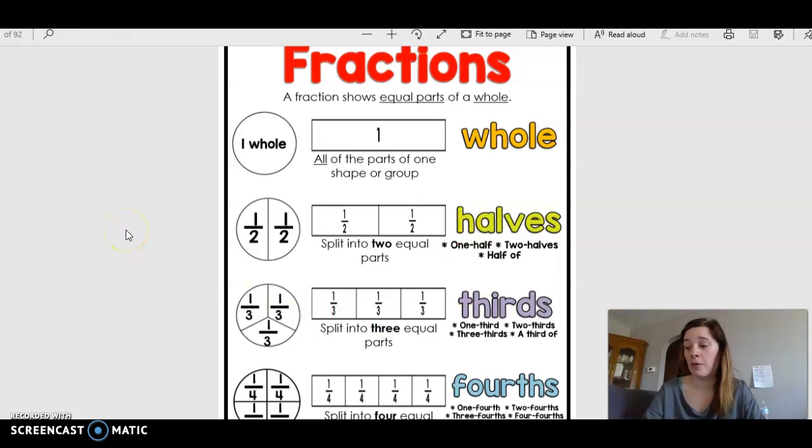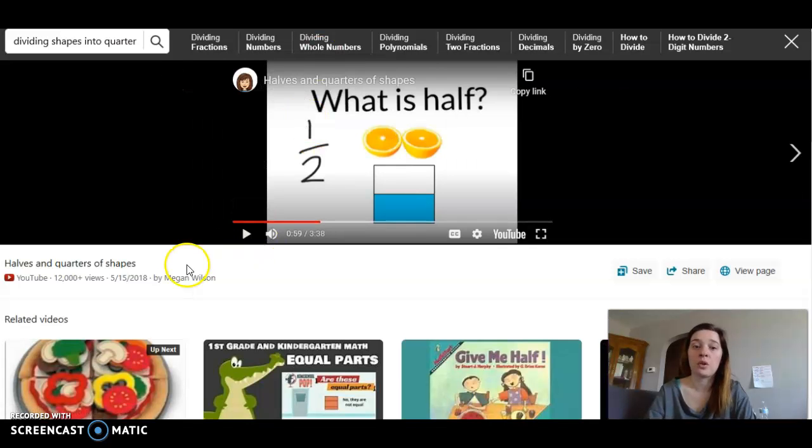So your I can statement for today is I can split an image into quarters, making sure that each part is equal. So we're going to watch this short little video over quarters. I fast forwarded through the halves because we already learned about halves. Remember, halves are 2 equal parts.